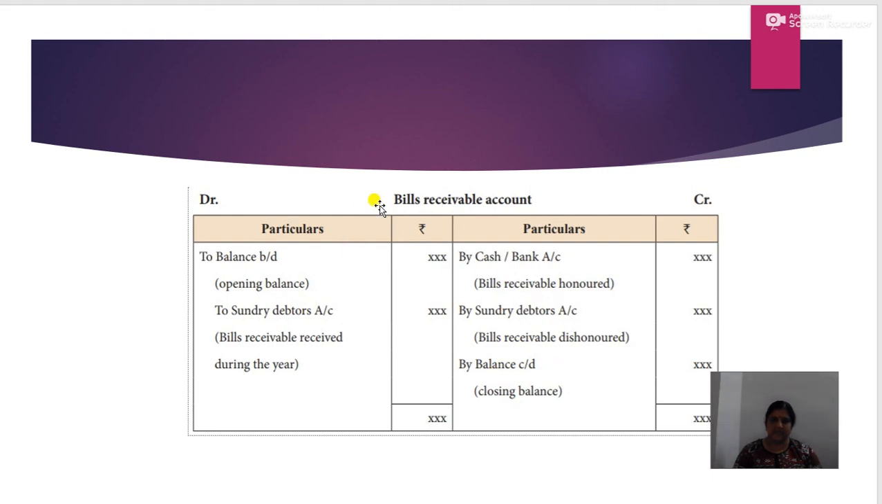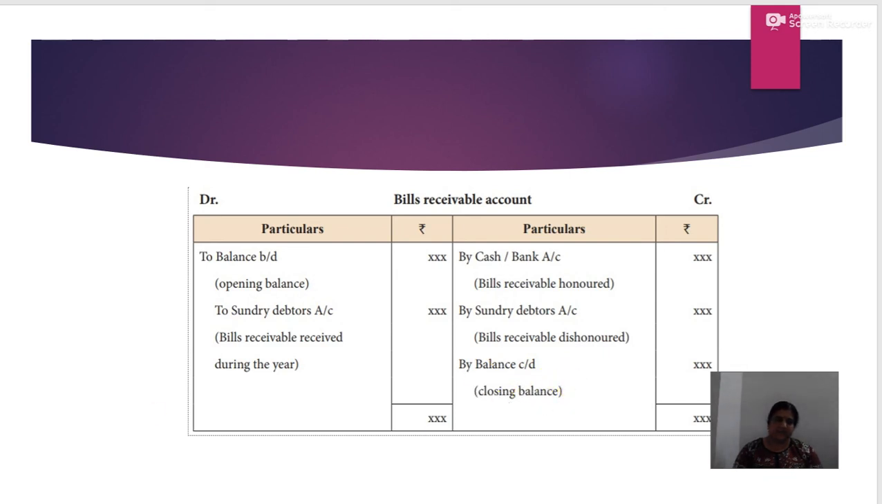So these are the items in bills receivable account, that is to balance brought down, opening balance. To sundry debtors, bills receivable received during the year. By cash or bank, bills receivable honored. Then by sundry debtors, bills receivable dishonored. Then by balance carried on, closing balance.